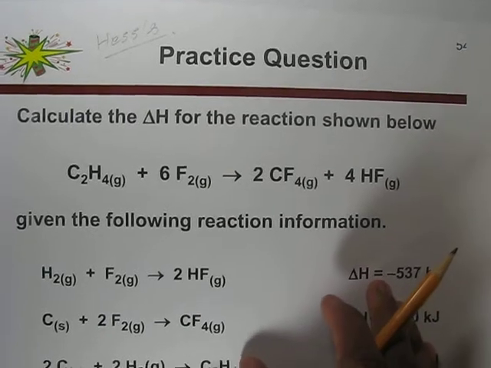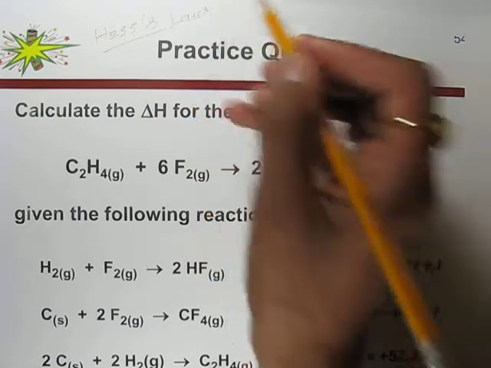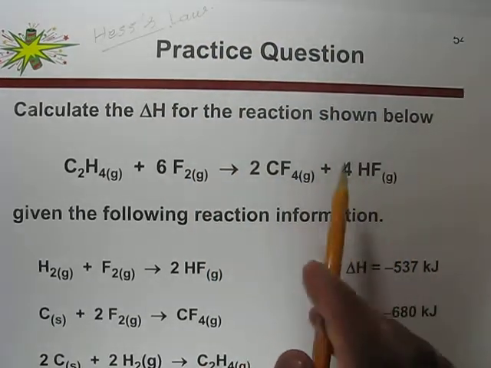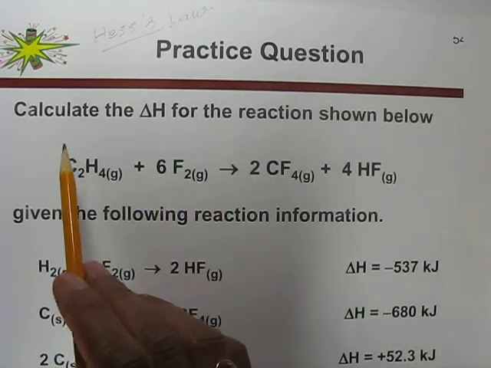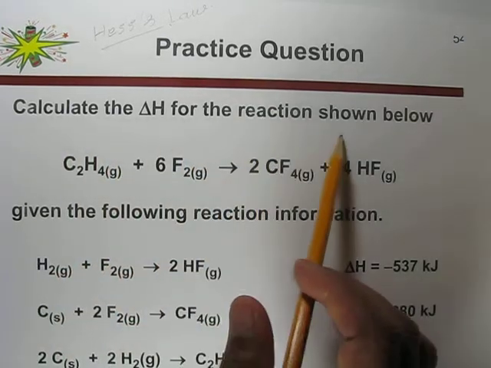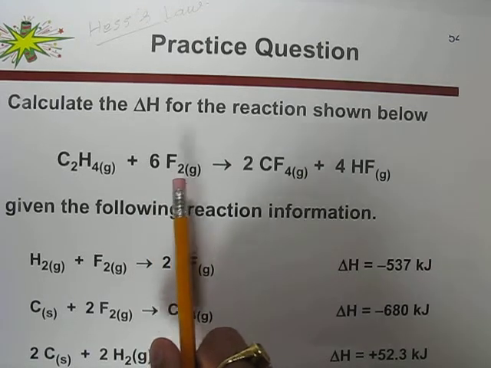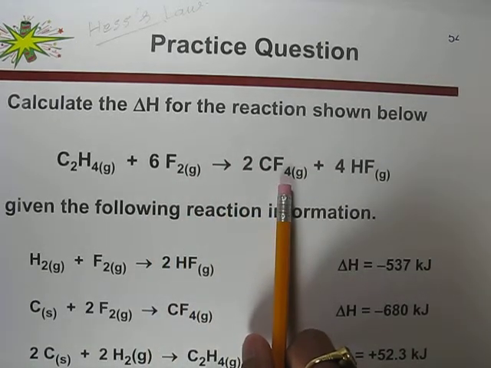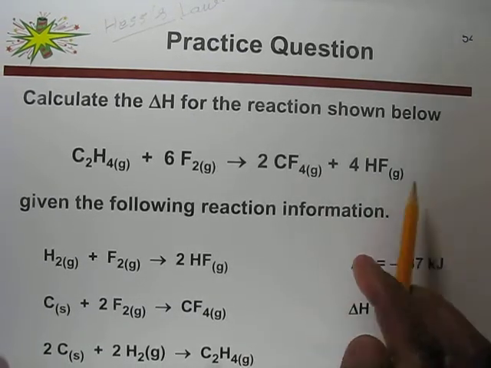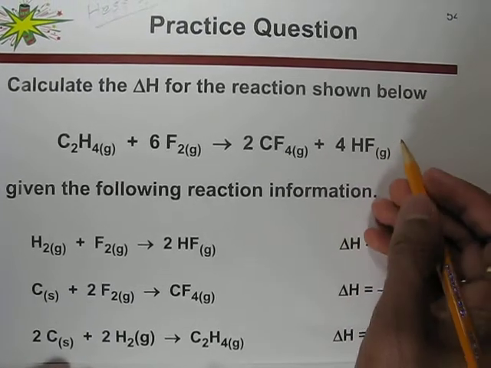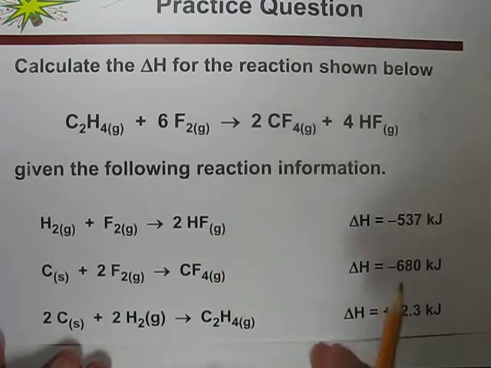So this video is a continuation of Hess's law, and in here we will review two practice questions on how to solve using Hess's law. Calculate the delta H for the reaction shown below, where C2H4 gas reacts with fluorine gas to form carbon tetrafluoride gas and hydrofluoric gas, and we need to find delta H for this reaction using these three reactions.